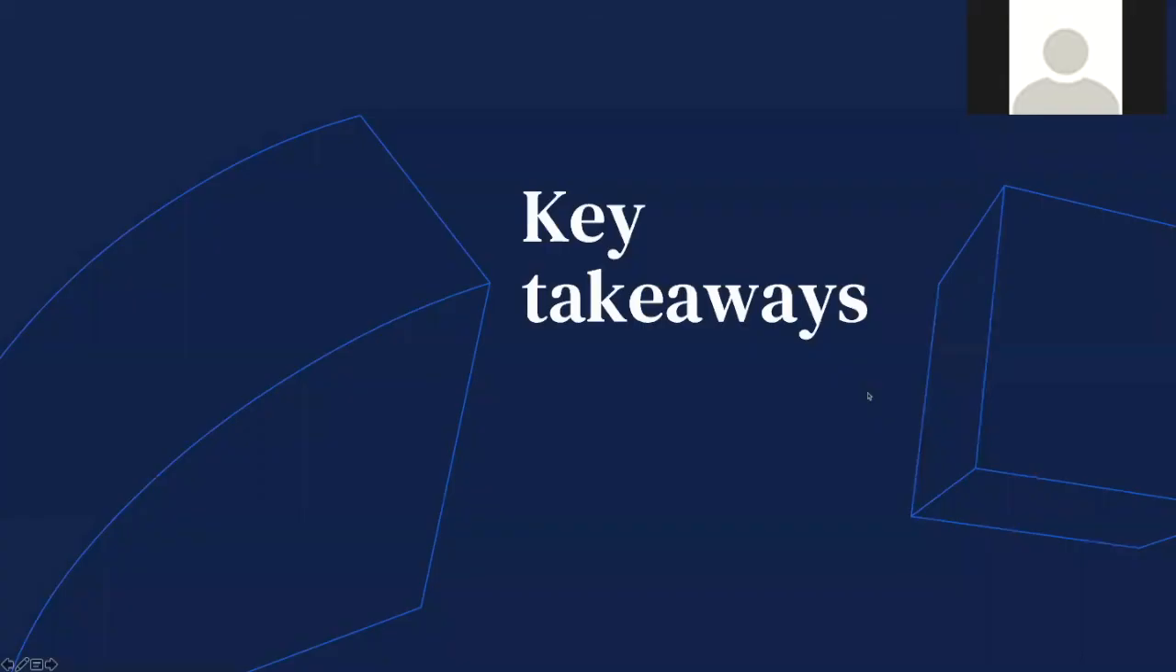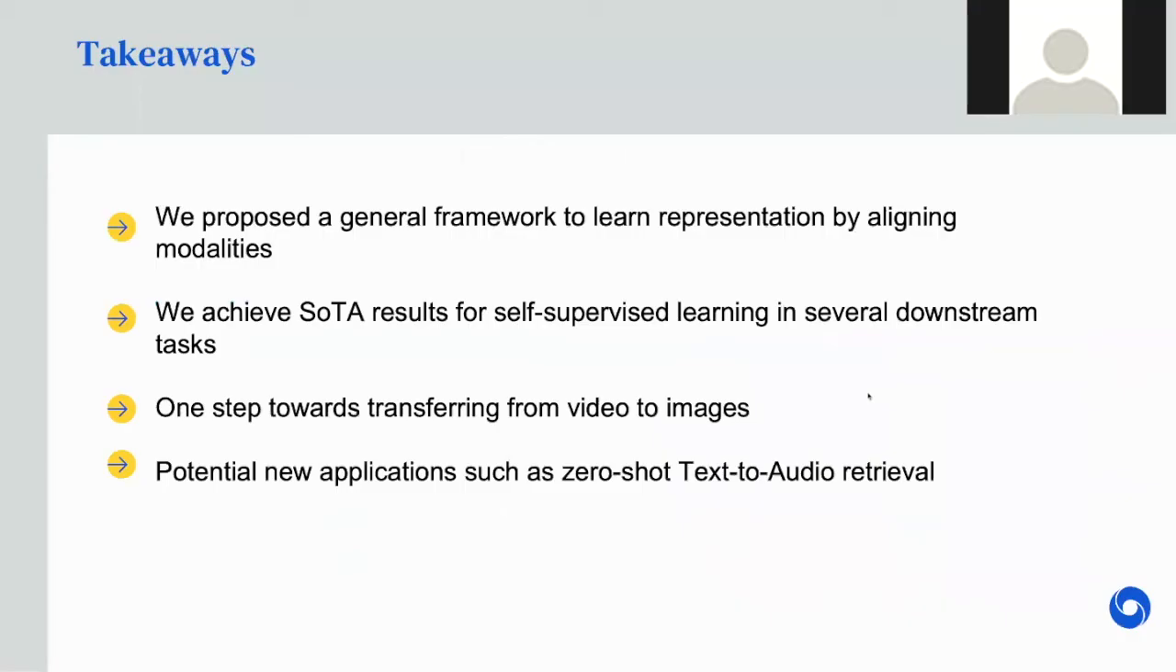So I'll just give some key takeaways, and then I can take some questions. Basically, we propose a general framework to learn representations by aligning different modalities. By doing so, we achieved state-of-the-art results for self-supervised learning in several downstream tasks. And I think we propose one step towards transferring from video to images that I believe can be quite important in the future.